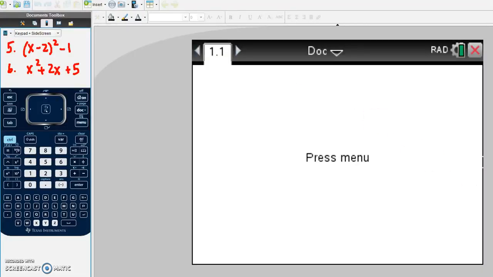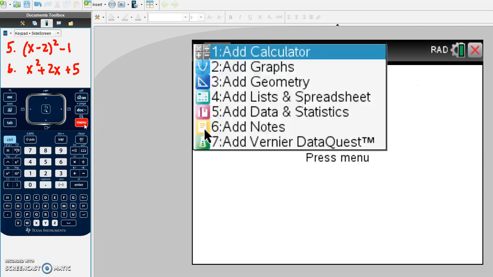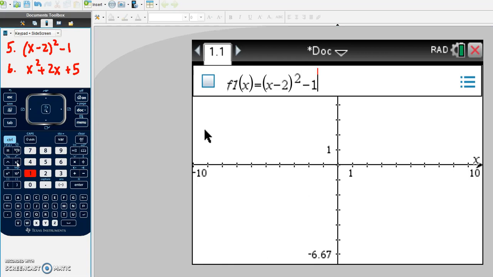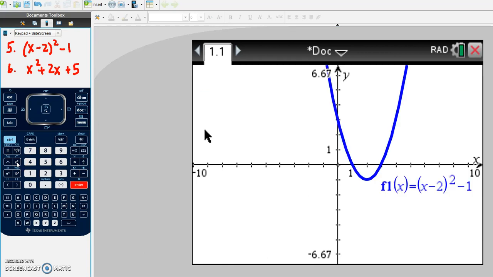Okay, so I've written the two equations that we're going to put in right up here. So I'm going to press menu, and I want to add a graph. So my first equation for number 5 is going to be x minus 2, and I need to square that, and then minus 1. So I can hit enter, and then all I have to do is identify what my x-intercepts are. So I can see right here, here's one and here's the other. So this one looks at positive 1, and this one is at a positive 3. So that means I can have 1, 3 in my braces, and that could be my answer.